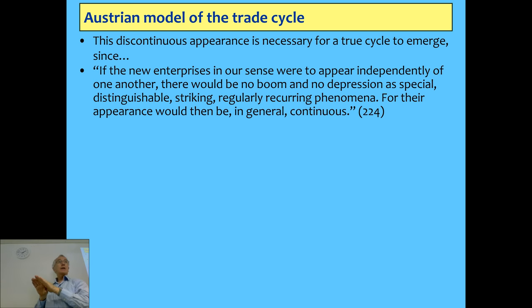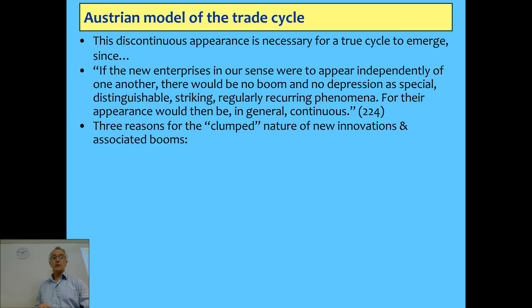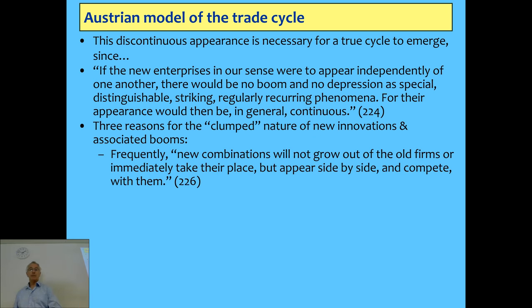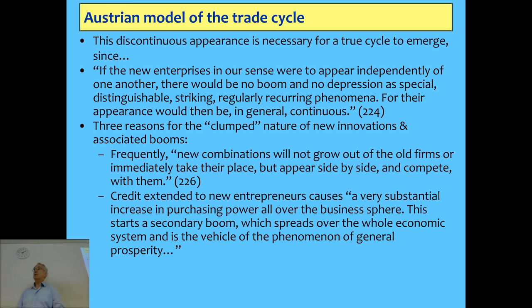What Schumpeter is saying is here, one industry will expand and its expansion will cause all other industries to expand as well. So he starts off by saying new ideas come from new companies. Credit is given to new entrepreneurs, that additional money expands demand in the economy. Okay. So that gives you a general boom.